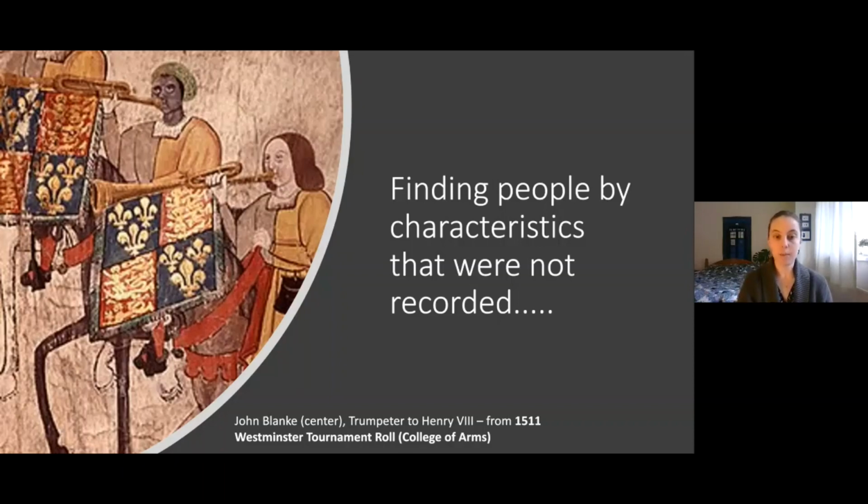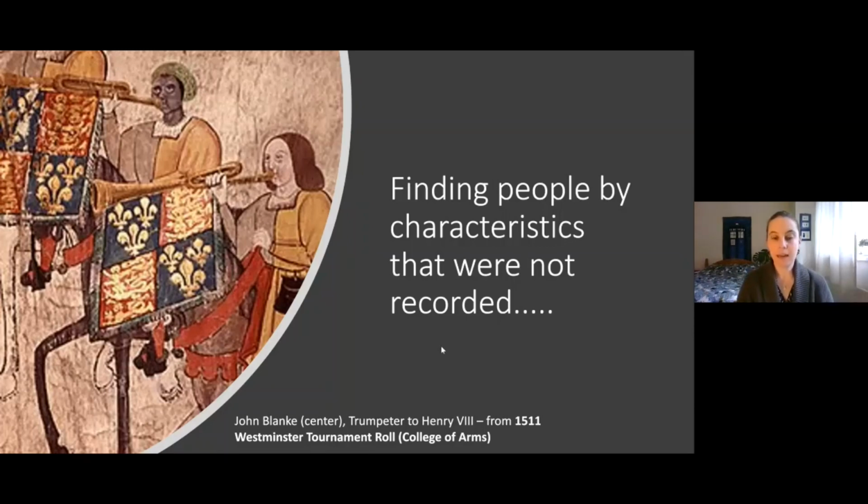And we know about this guy, John Blanc, who was a trumpet player in the court of Henry VIII. We know about him because the records of him being paid, the records of him getting married, and the gifts that were given to him for his marriage were recorded. But it's really difficult to know anything else about him because you wouldn't necessarily record other personal information on a pay slip. But there's this existing image of him from the Westminster Tournament Roll that clearly shows that he had some kind of African ancestry, and he is sometimes listed as John Blanc, Blackamoor, or other terms that were used at the time. So you can find people in the past from other characteristics, but it can be kind of difficult.